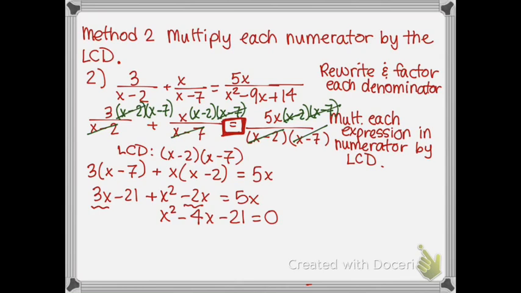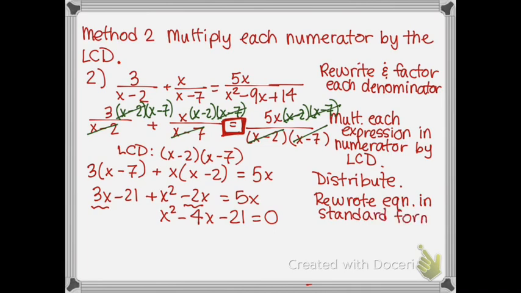Okay, so I guess I need to get caught up on the steps on the right here. So what did we do after we multiplied each expression in the numerator by the LCD? Then we just did some distributing. And then we rewrote the equation in standard form. Okay, now we're just going to factor and solve.